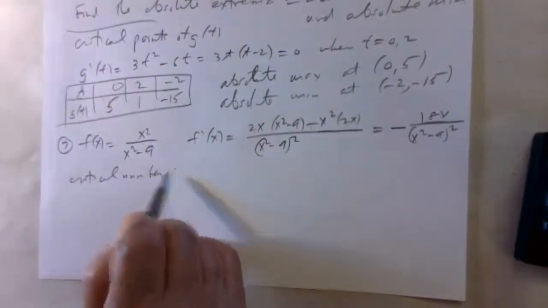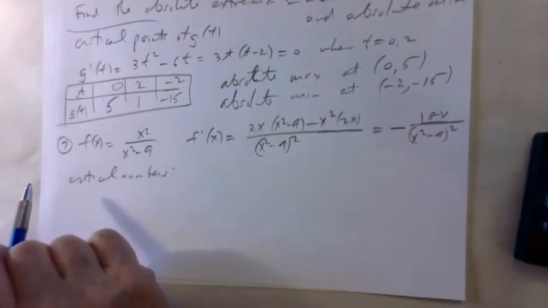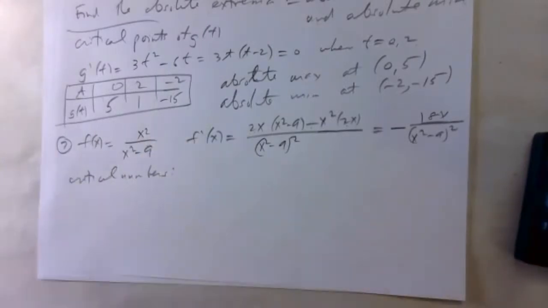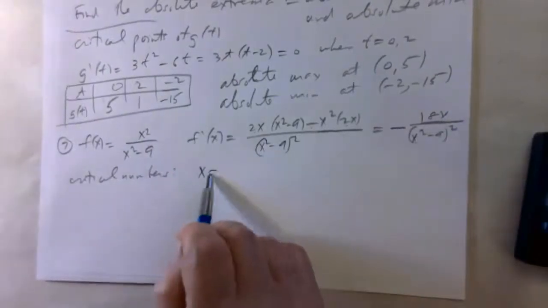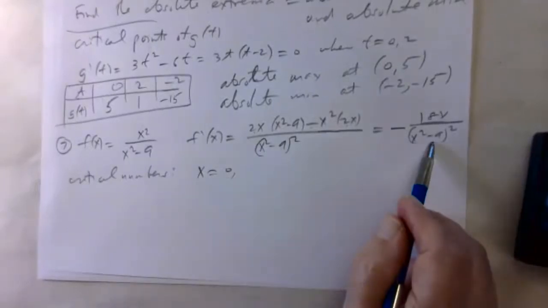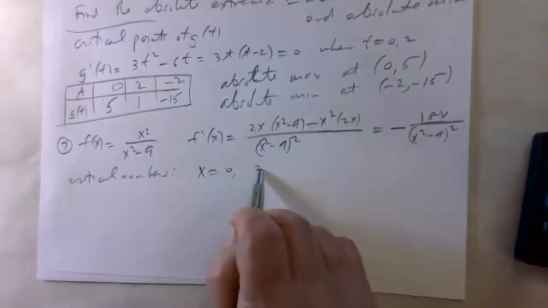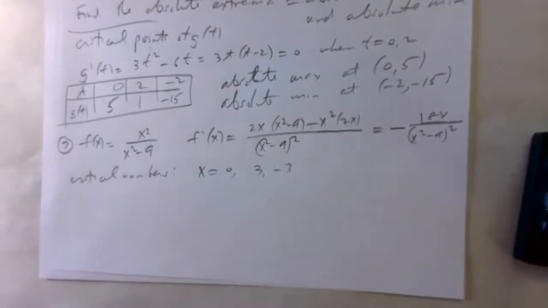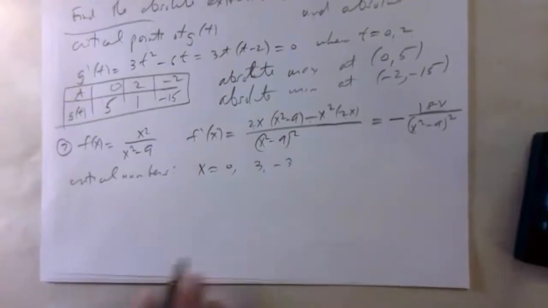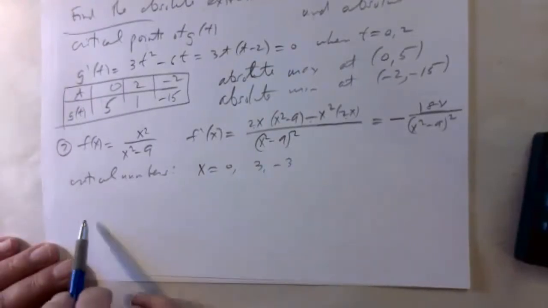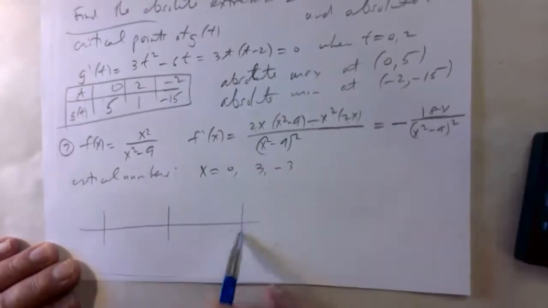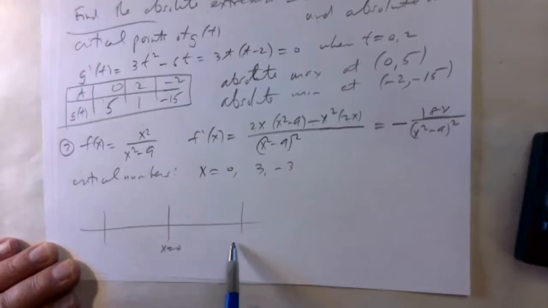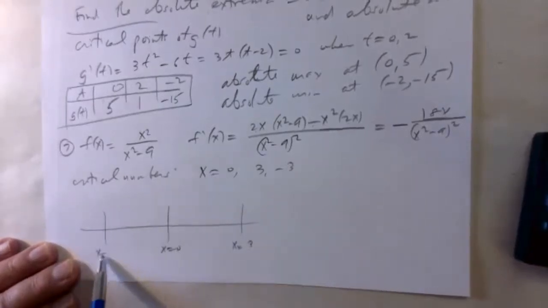So the critical numbers are the numbers where the function either does not exist or the derivative is 0. So the derivative is 0 when x equals 0, and it doesn't exist when the denominator is 0, which is 3 and minus 3. So those are the critical numbers. And now let's just take a look at this. Suppose this is x equals 0, x equals 3, x equals minus 3.